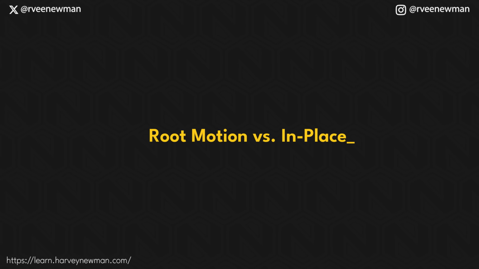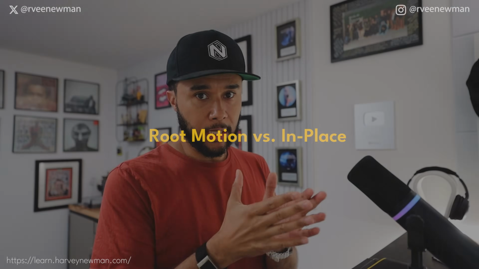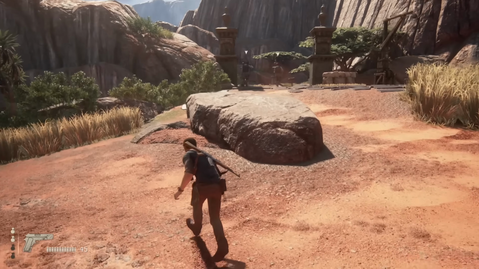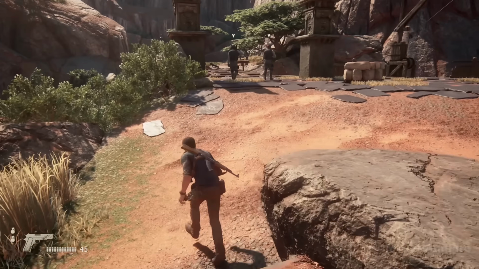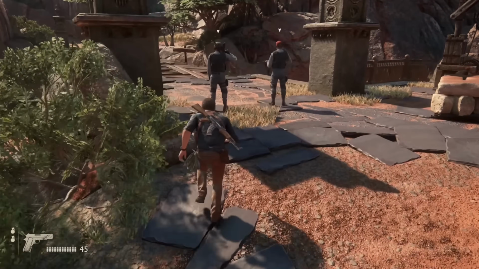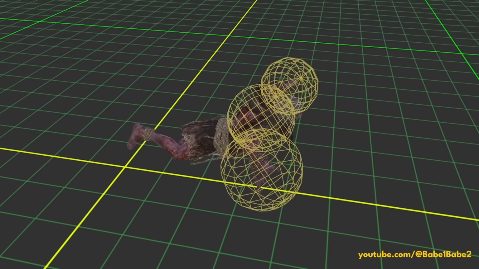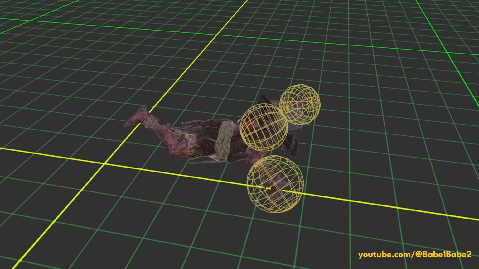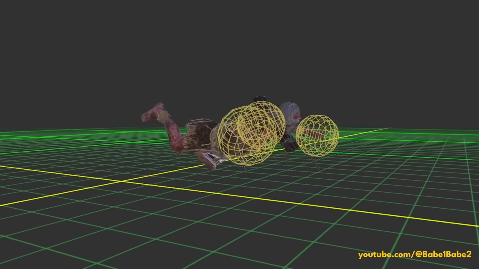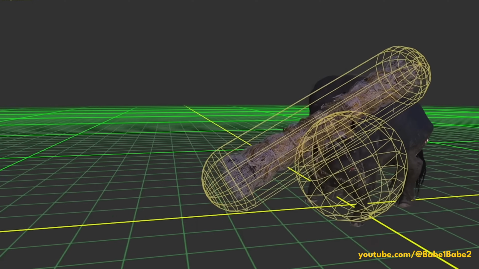So, root motion versus in place. Now, in every game, what you see is normally a character running around, right? And if you shoot a character, you're shooting the geometry. But the reality is different. What the engine sees is not really the character when you shoot it, or when you hit a certain obstacle. It's actually an invisible capsule that goes around the player. And this is how, especially for multiplayer games, the game knows where the character is.